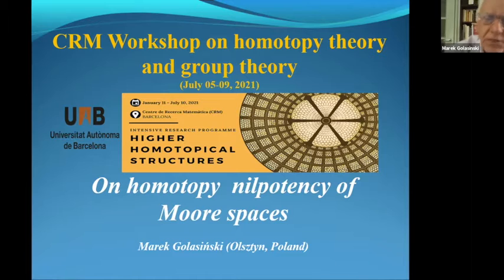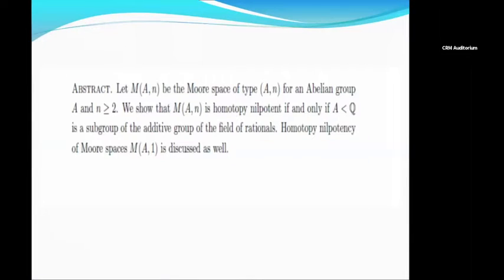Okay, so the title of my talk is on homotopy nilpotency of Moore spaces. Nilpotency is a notion from group theory and is known to everybody, I think. But I'm going to say something about the extension of this notion to spaces, especially to Moore spaces. The abstract of my talk is: let M(A,n) be a Moore space of type (A,n), where A is an abelian group and n is at least 2.